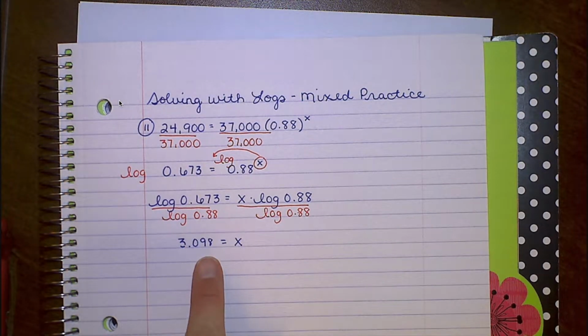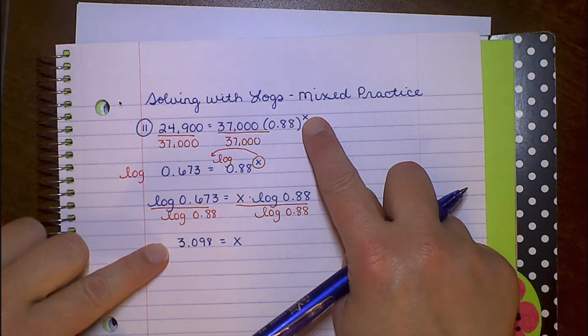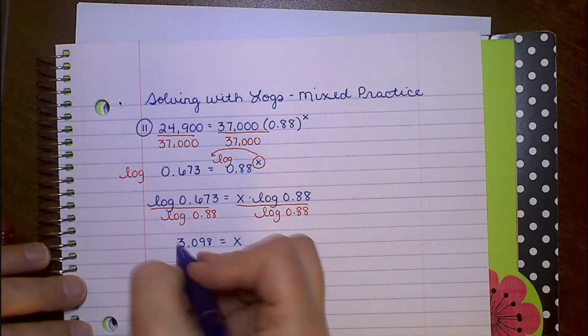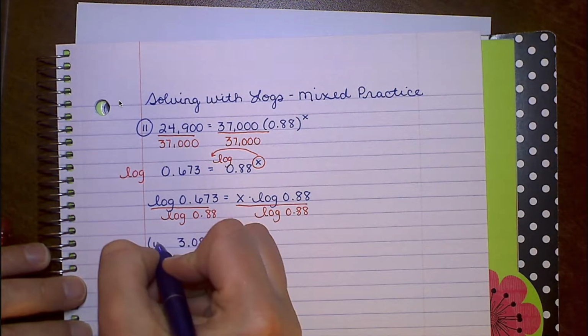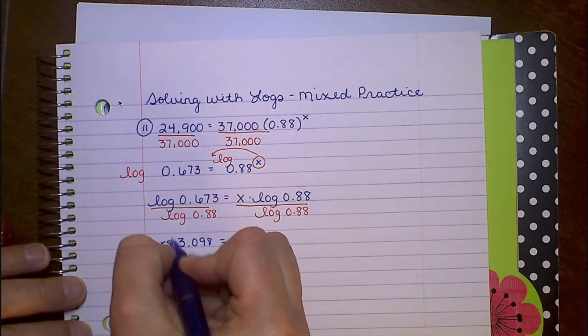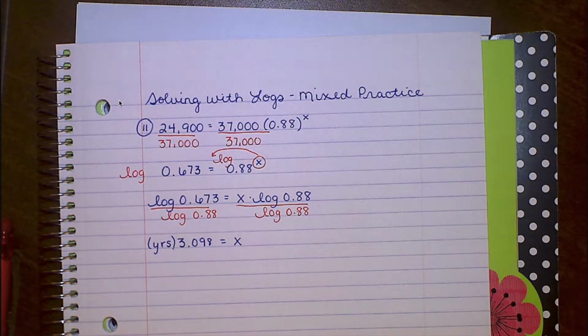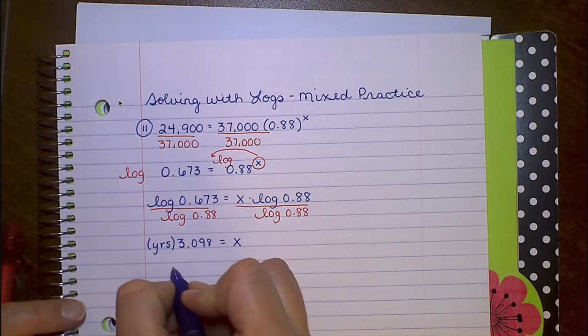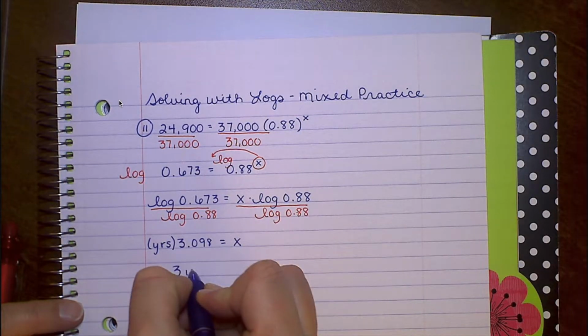Now, what I want to point out is this is your answer. This is your time, right? Your x always represents your time. So this is a number of years. The question said it wanted my answers in terms of years and months. So my years would be the 3 years.